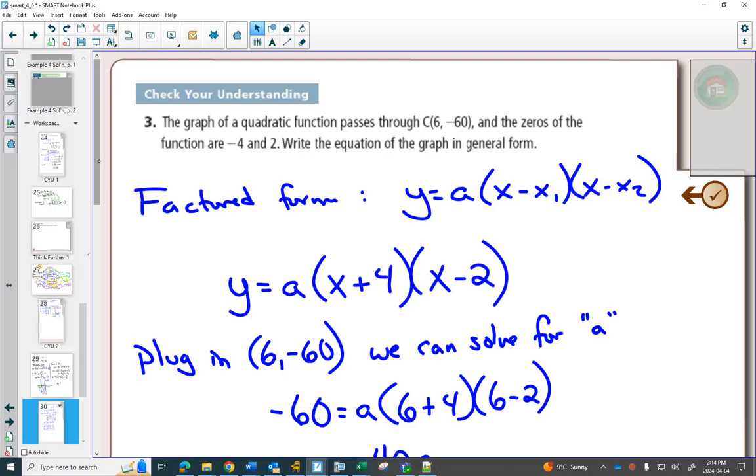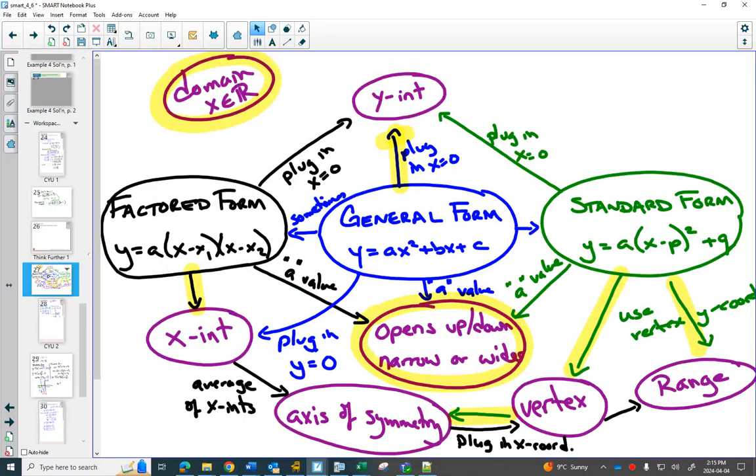So when you want to find the A value, you need another point that you can plug in, and then you can solve for your A value, and then you could write your factored form, which, once I got my factored form, I can go to my general form. I guess this should be a double arrow on both of those, because you can always expand them and get back to your general form where you can't find anything.